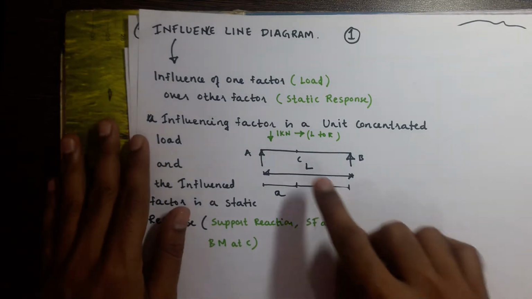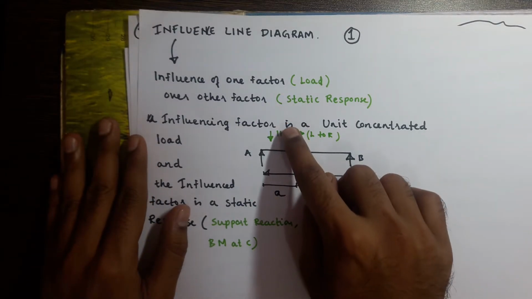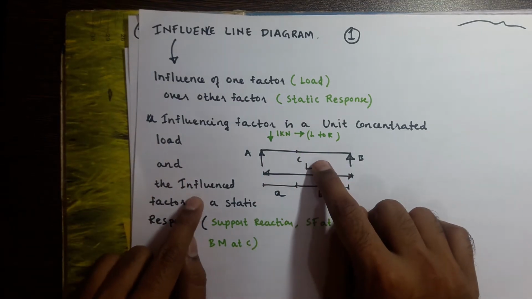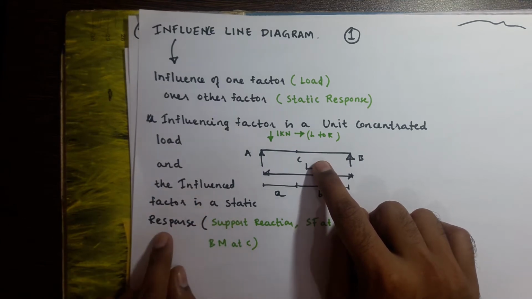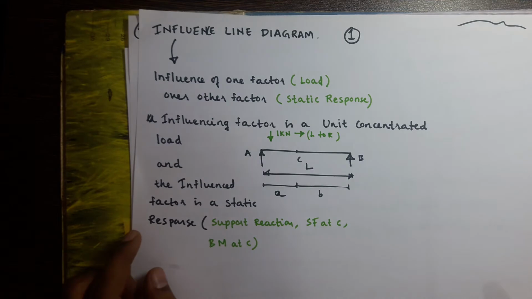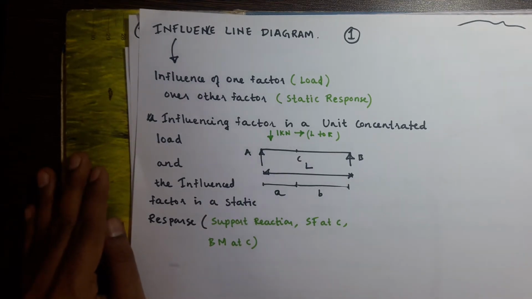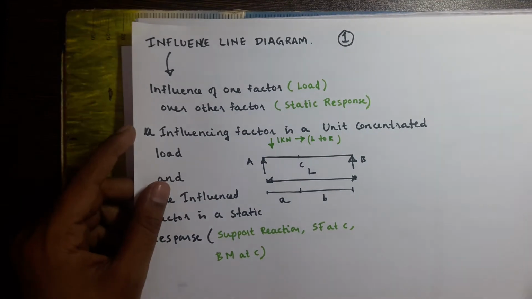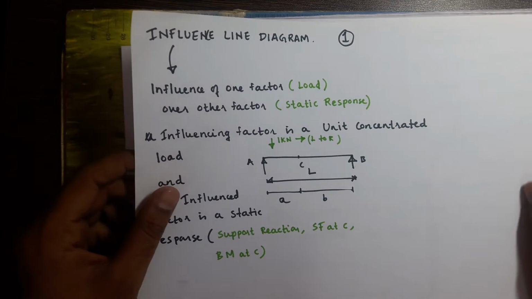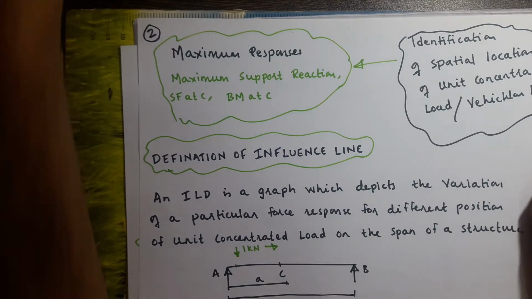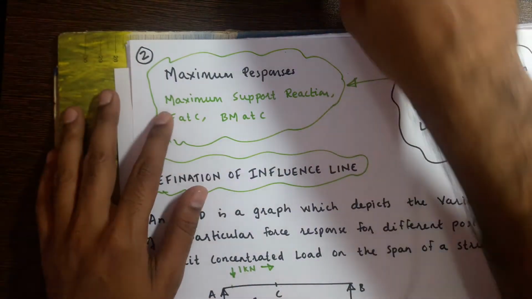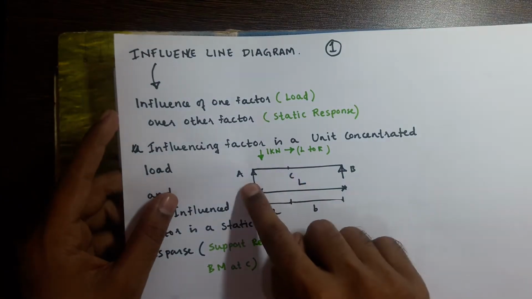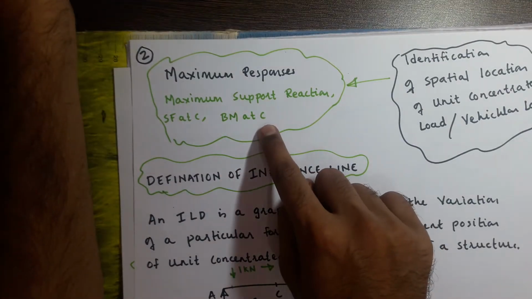So what is our aim? For this moving vehicular load, which is the influencing factor, we have to find the influenced factor, that is the static response, maybe support reaction, shear force and bending moment. In case of bridge design, our aim is to find maximum responses: maximum support reaction, shear force at point C, where C is any point between A and B, and bending moment at C.